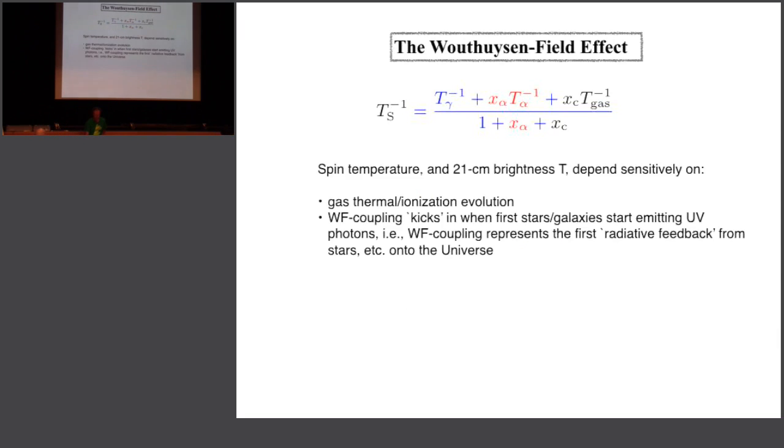Now, it's a bit more complicated than that, slightly more complicated, and even, I think, more interesting. That's because we know that this Wouthuysen-Field effect, which is this Lyman-alpha coupling, only kicks in if there are Lyman-alpha photons around. And as we understand it, the only Lyman-alpha photons that can be around would be produced by stars. So this effect kicks in once the first stars form. This is when we have the first injection of UV photons into the IGM.